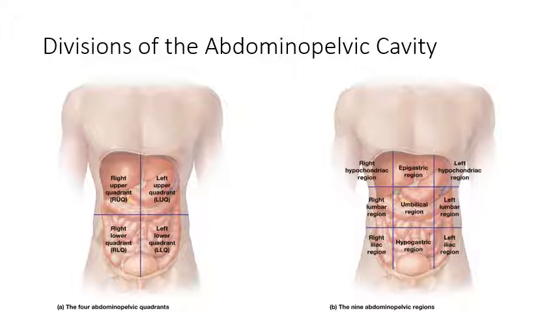You don't need to remember these region names for the test actually, I just wanted to make you aware of them. In one scheme, you're just dividing the abdominal pelvic cavity into 4 quadrants: the right upper one, the left upper one, the left lower one, and the right lower one. In the other scheme, you're dividing it into 9 different squares that each has its own name. I won't read off the names of all of these, but there are nine different ones.